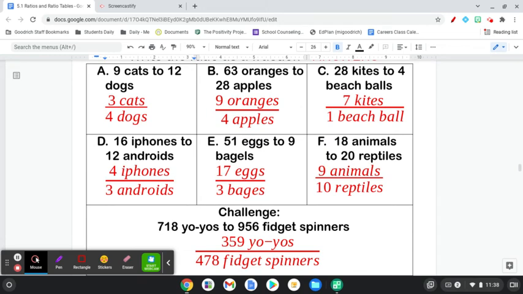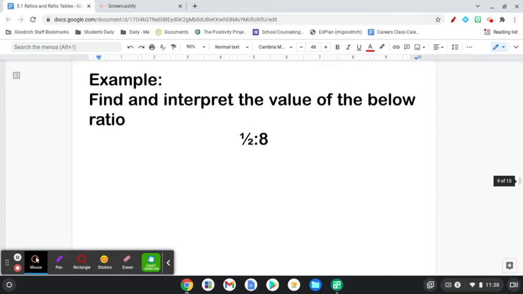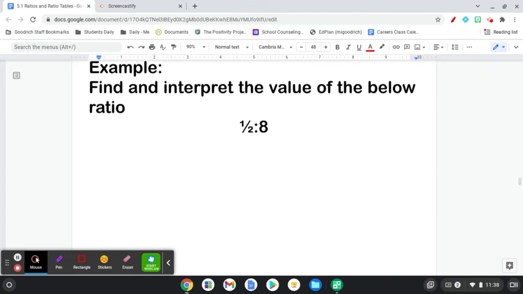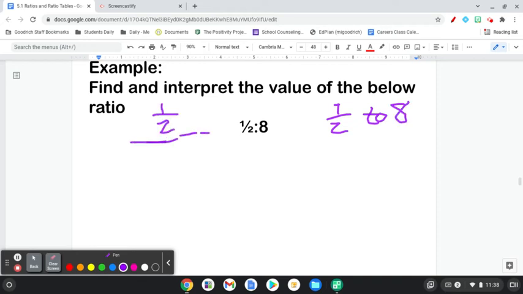As you can see, I put my ratios in fraction form. You could have used the word form using "to" or the colon form. Now we're going to talk about how we interpret this ratio. So I have 1/2 to 8. Again, I could rewrite this in word form or colon form. The fraction form here can be a little bit confusing because there's a fraction in the ratio.